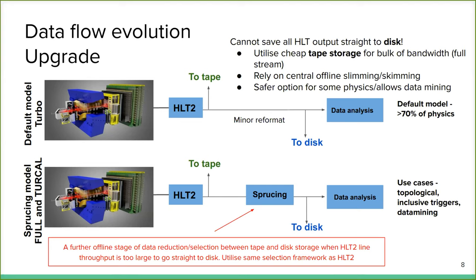The key design choice here is that the selection framework in the sprucing is the same as that in HLT2. That has a number of benefits, but ultimately you're dealing with the same selections online and offline, which is beneficial for many reasons. The use cases we see for the sprucing model are things like topological triggers, where you have to save significant amounts of the event, inclusive triggers, and of course data mining, which we profited from greatly in Run 1 and Run 2 analyses.